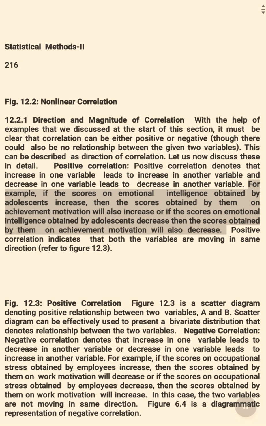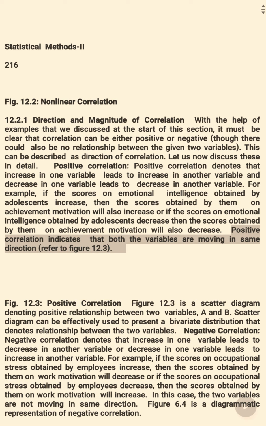For example, if the scores on emotional intelligence obtained by adolescents increase, then the scores obtained by them on achievement motivation will also increase, or if the scores on emotional intelligence obtained by adolescents decrease, then the scores obtained by them on achievement motivation will also decrease. Positive correlation indicates that both the variables are moving in the same direction.